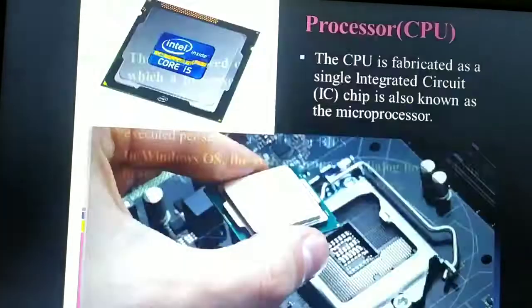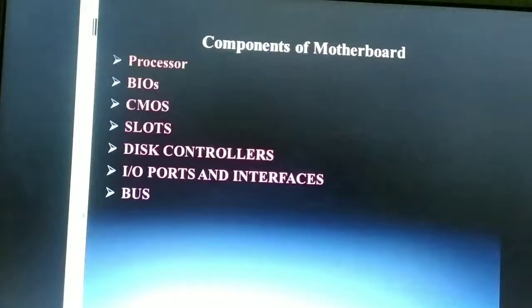So this was all about the processor, and a few more components of the motherboard like BIOS, CMOS and others we will discuss in our next video.